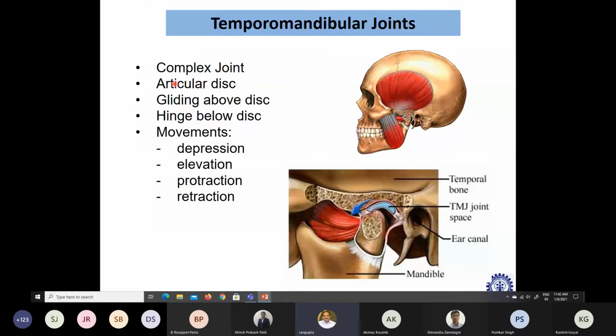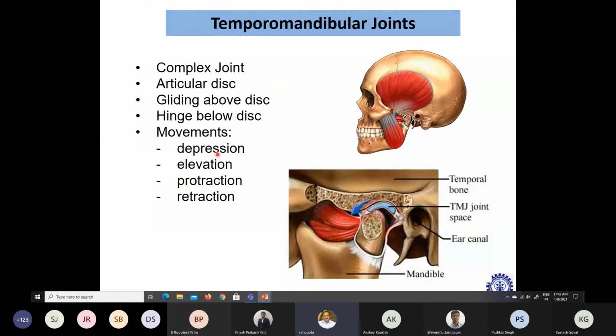So it has an articular disc and gliding. This is gliding above the disc. You can see when you open your jaw and then close your jaw, there is some gliding. It also has a hinge below the disc, and the movements offered by the temporomandibular joints are, these are clinical terms, but what it actually means, we will explain in more detail when we come across the movements.